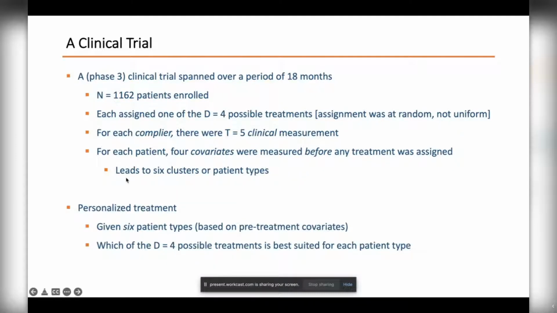Putting it another way, as we started the study, we said, let's assume that there are 6 clusters of patients, the 6 patient types, based on these pre-treatment covariates, not looking at any post-treatment data. Each of these patient groups is potentially given 4 treatments, and we want to understand which of these is best for each patient type. And high variance is a proxy suggesting that there is some heterogeneity happening here.